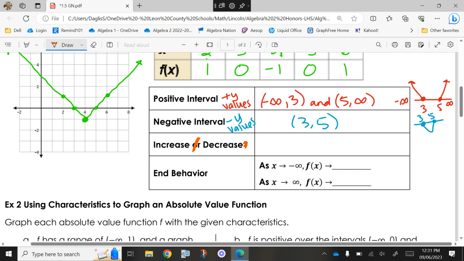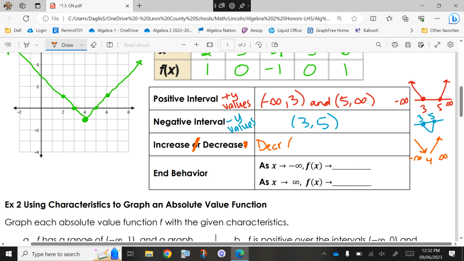This particular absolute value goes down, right? And then it goes up. And at what x value does that direction change? At the vertex of 4. Good. And again, this is a number line, right? So we're going from negative infinity to positive infinity. So where would you say that we are decreasing on this absolute value? Between what and what? Negative infinity and 4. There you go. Good.